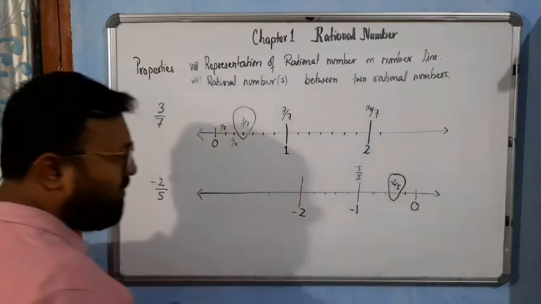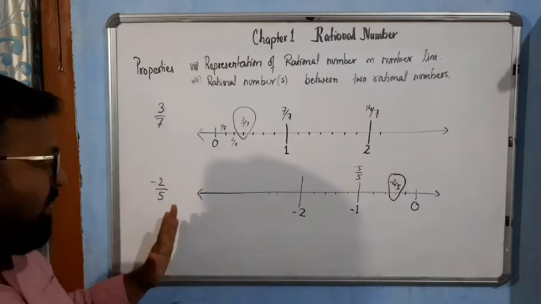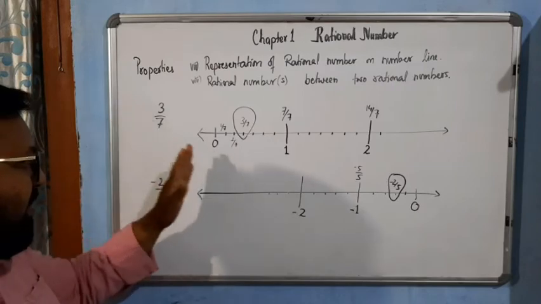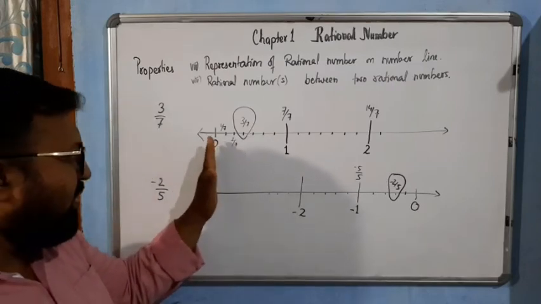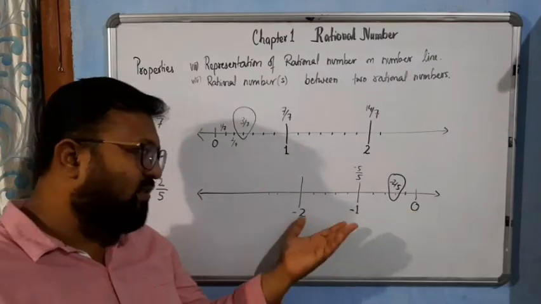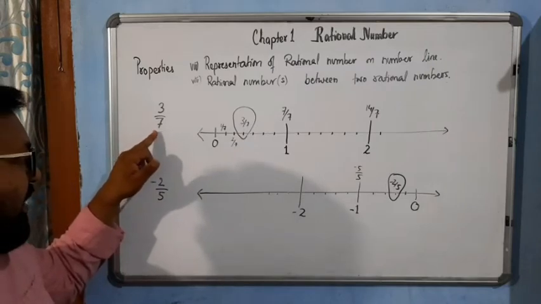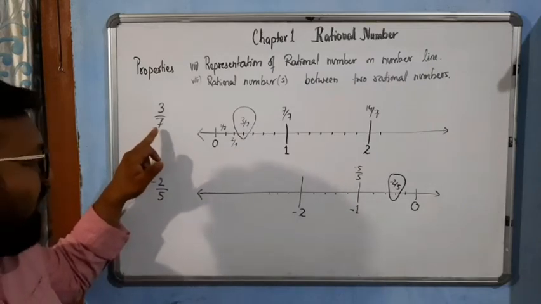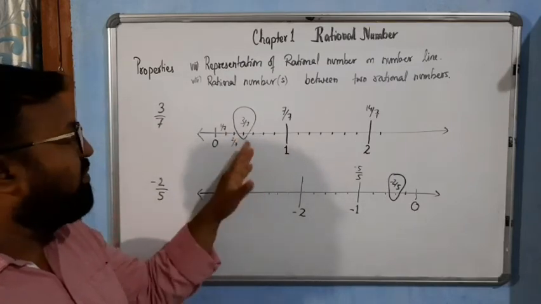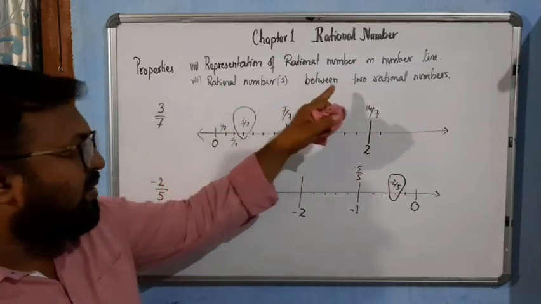So it is easy to represent a rational number on a number line. You just need to keep in mind whether it is positive or negative. If it is positive, keep the number on the right hand side of the 0, and if it is negative, plot the number on the left hand side of the 0. And second, you need to see the value in the denominator. According to that, you will keep your divisions for each unit. Okay, so I hope you understood this part, representation of a rational number on a number line. Now come to the next part, rational numbers between two rational numbers.